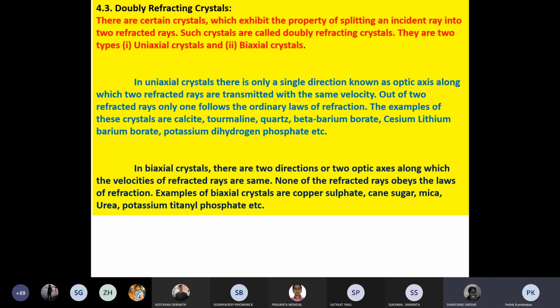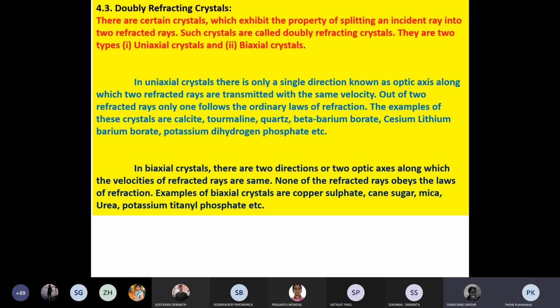Now in a uniaxial crystal, as I told, there is only a single direction, the optic axis, along which the two refracted rays are transmitted with the same velocity, because the refractive index is the same. The polarizations are different, and these materials have a polarization dependent refractive index. When the light is polarized in the horizontal plane, the refractive index will be nE. When the light is polarized in the vertical plane, the refractive index will be nO, and these values of nE and nO are different in general.